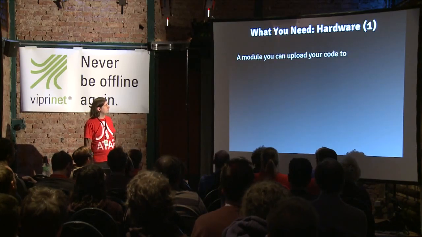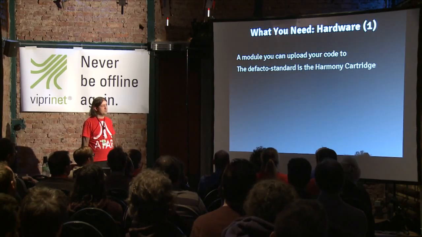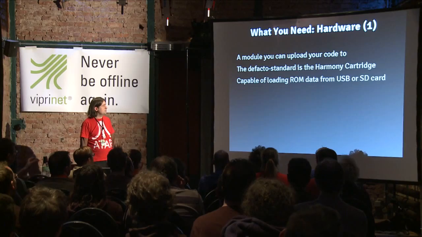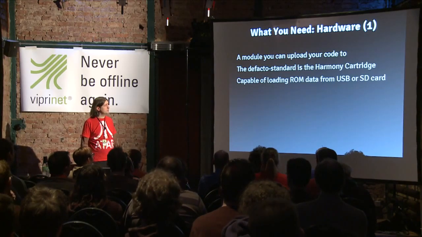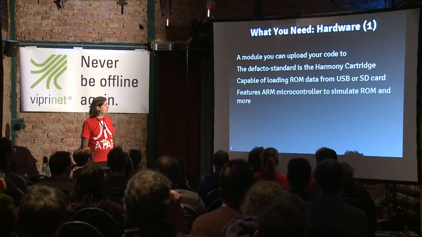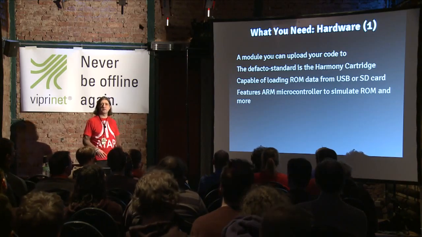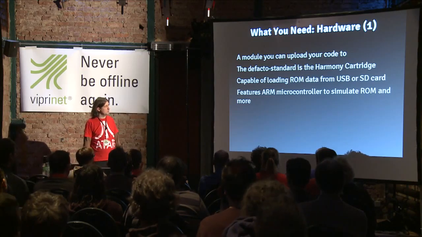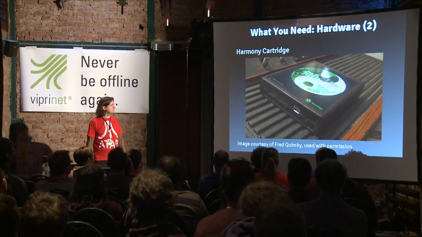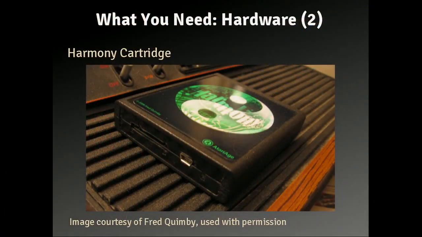If you want to go for hardware, you need a module you can upload your code to. There, the de facto standard is the Harmony cartridge. It's capable of loading ROM data from an SD card or from a USB interface. It features an ARM microcontroller that simulates ROM and more, like bank switching techniques and even crazier stuff that we will get to at the end. This is what the cartridge looks like. You can see at the back the SD card slot and the USB connector.